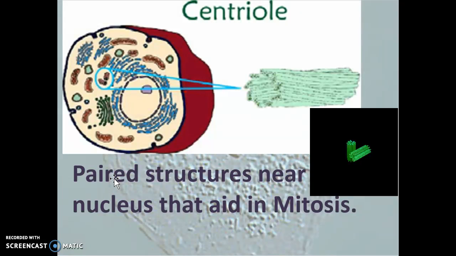Centrioles, these two little things, appear during mitosis. They line up at the end. They pull the spindle fibers, which allow all the chromatids to pull along and separate from one side of the cell to the other when the cell undergoes division.